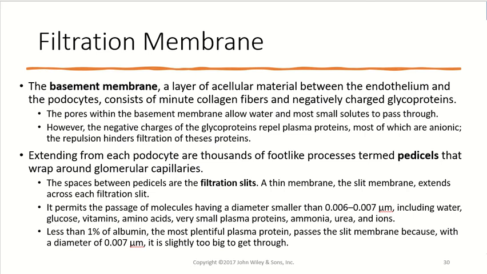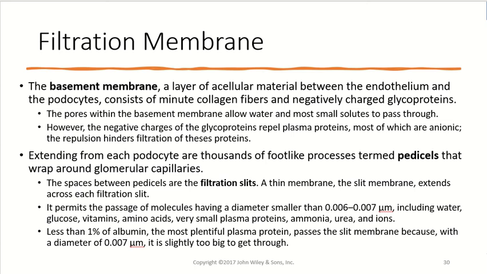Next is the basement membrane. This is a layer of acellular material that's going to be between the endothelium and the podocytes. It consists of minute collagen fibers and some negatively charged glycoproteins. The pores within the basement membrane allow water and most small solutes to pass through. However, the negative charge on those glycoproteins is going to repel plasma proteins, most of which are anionic, and so this repulsion hinders the filtration of these proteins.